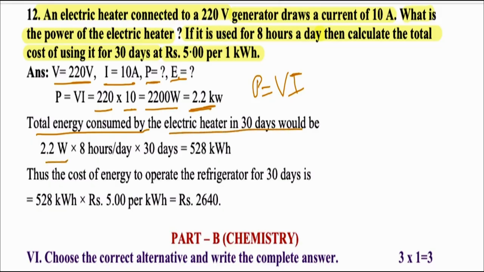Next we need to find total energy consumed, which is E, in 30 days, and that would be 2.2 kilowatt into 8 hours a day and total 30 days, which gives us 528 kilowatt hour. And the cost of energy to operate the heater for 30 days is 528 kilowatt hour multiplied by 5 rupees per kilowatt hour, which is 2640 rupees.